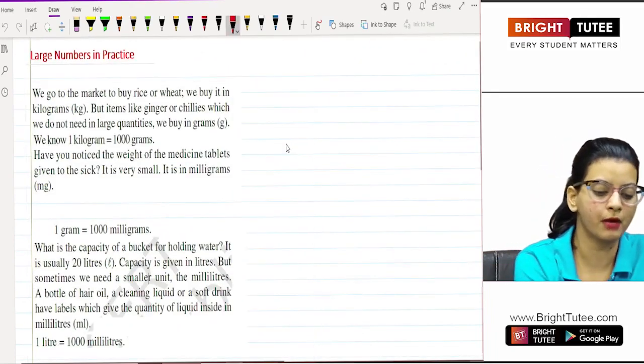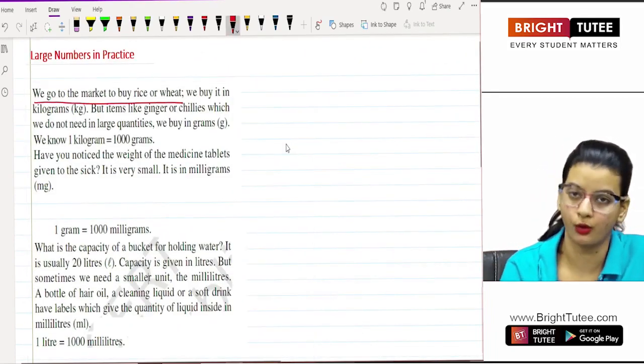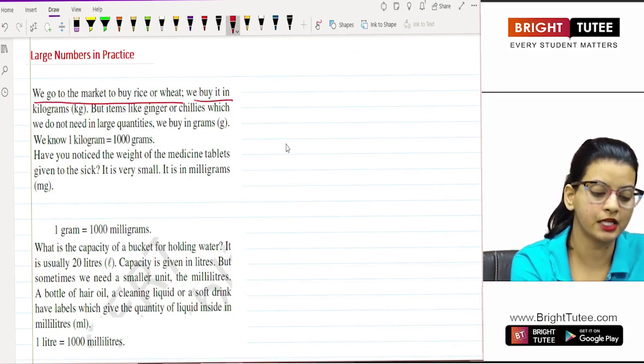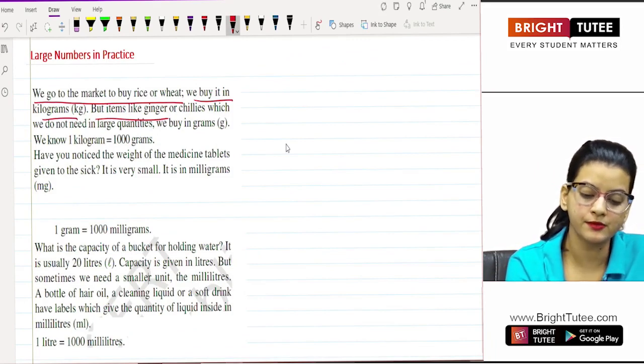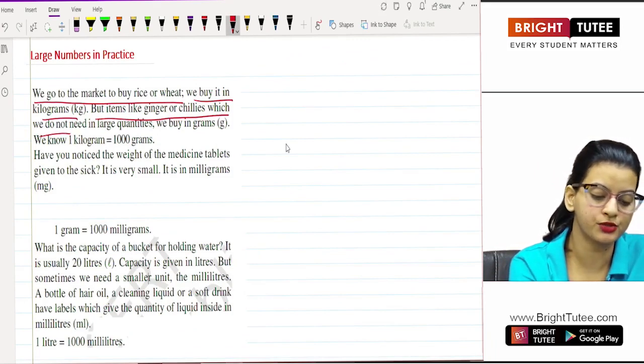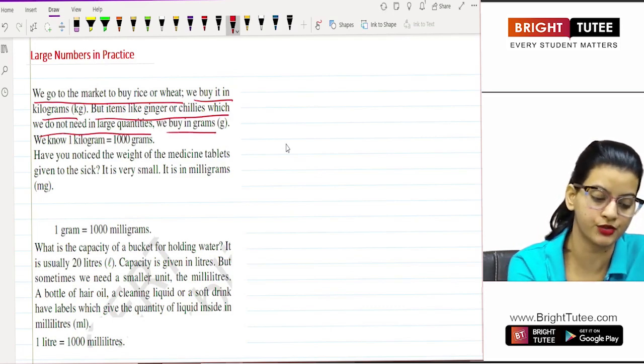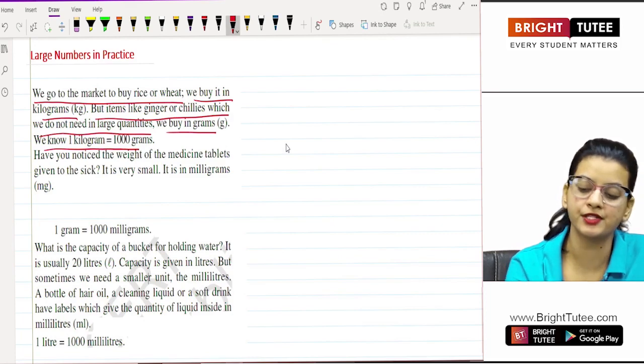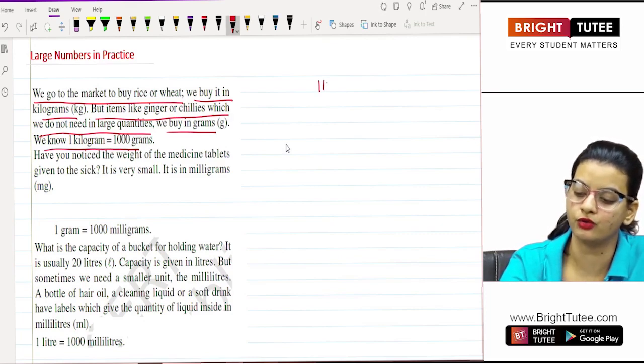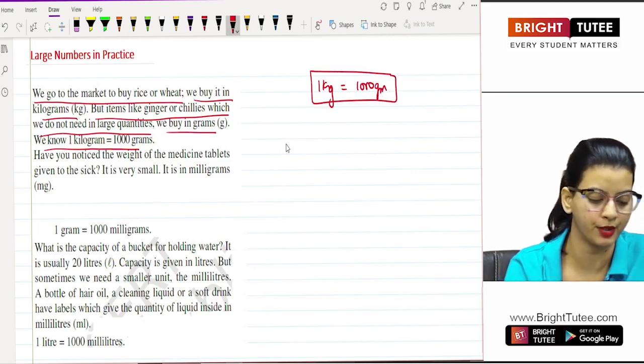Now, we go to the market to buy rice or wheat, right? And we buy it in kilograms. But items like ginger or chilies, which we do not need in large quantities, we buy in grams. This is very true. We know 1 kilogram is equal to 1000 grams. So this conversion also you need to remember.